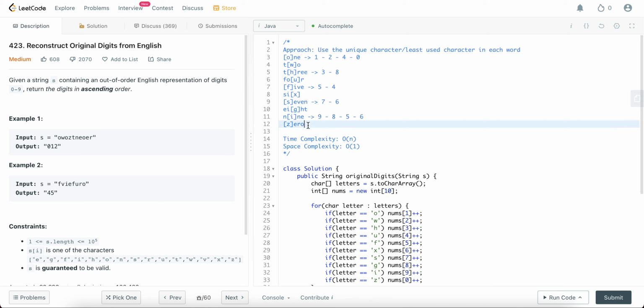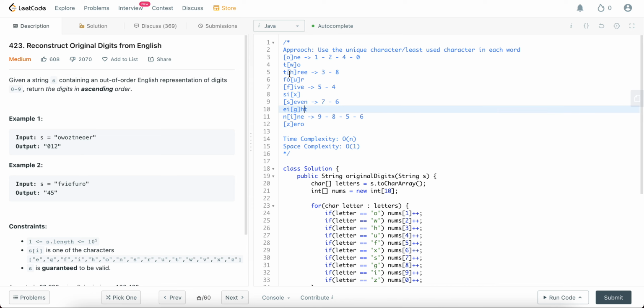But if you think about it as the unique letters in each number word, it's easier to solve. So for example, let's start with 2, right? 2 is the only word that has a W in it. 3 does not have any unique letters, but it has H, and H is the least appearing letter. For example, T appears multiple times. It appears in 2, it appears in 3, it appears in 8. But if you take H, it only appears in 3 and in 8.